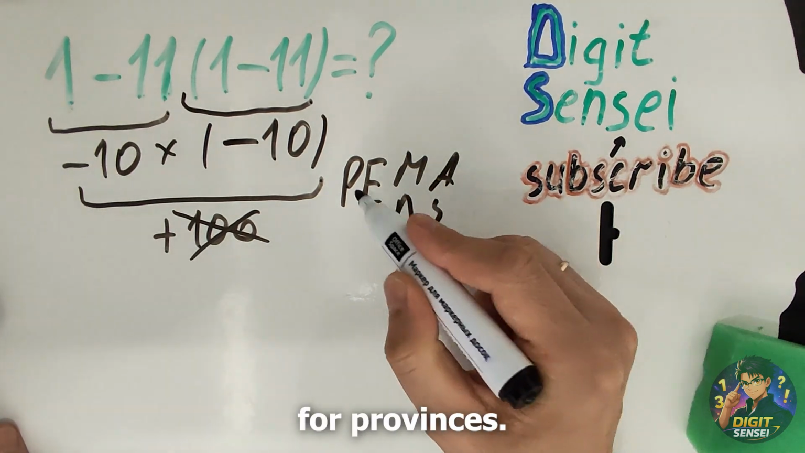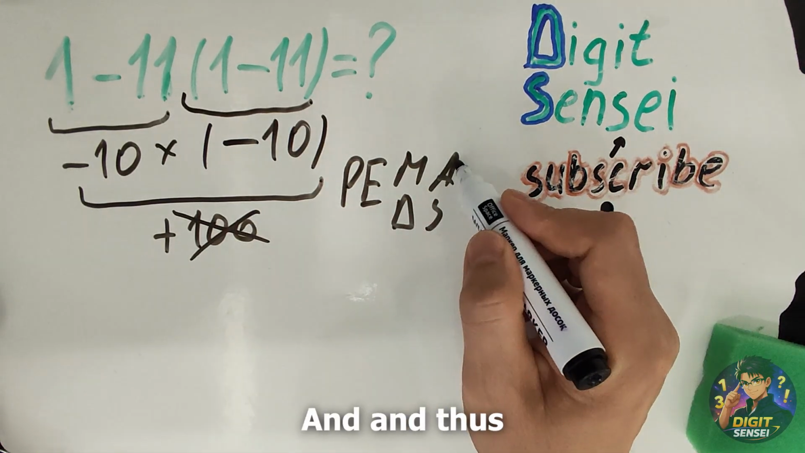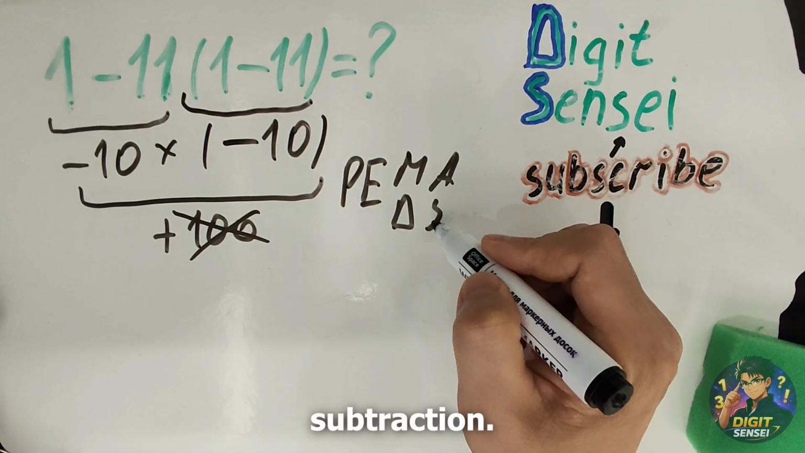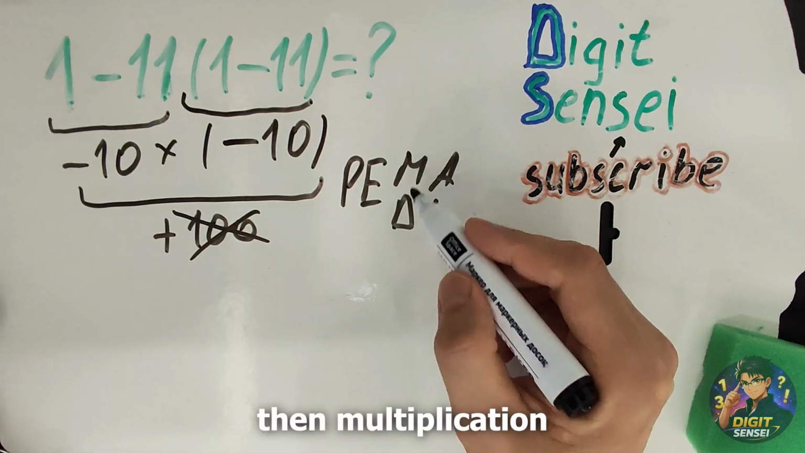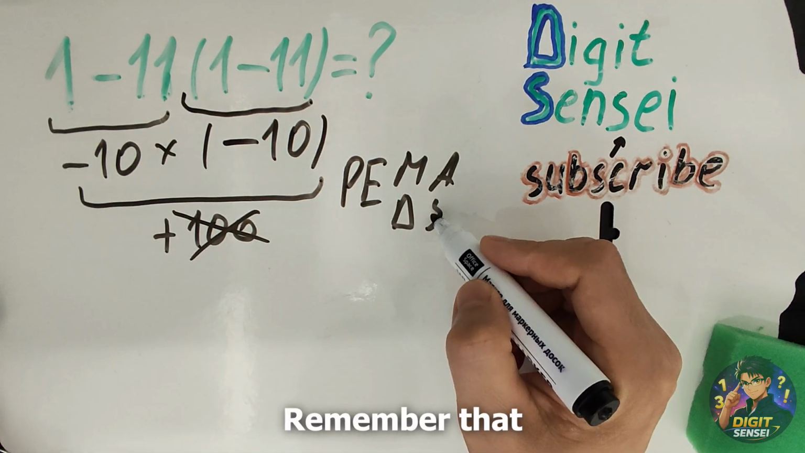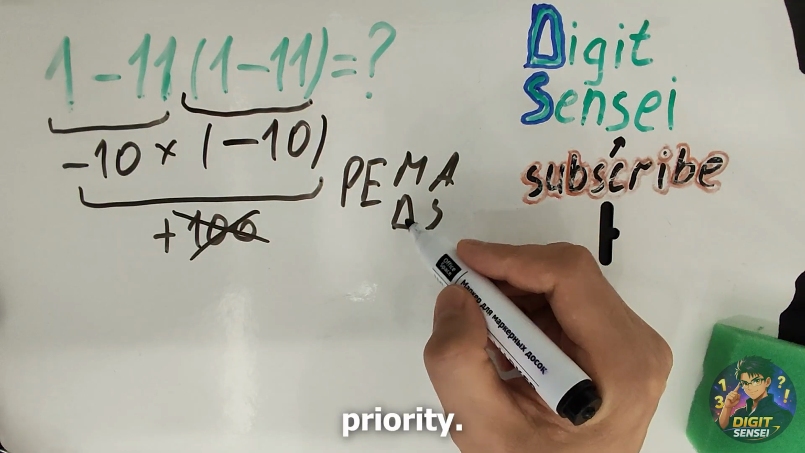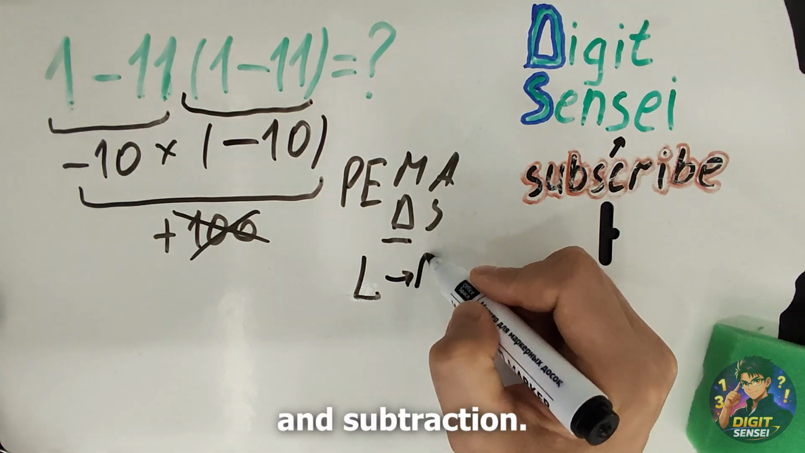P stands for parentheses, E stands for exponent, M and D stand for multiplication and division, and A and S stand for addition and subtraction. First, we have to do parentheses, then exponent, then multiplication or division, and finally addition or subtraction. Remember that multiplication and division have equal priority. You have to work from left to right. And the same applies to addition and subtraction.